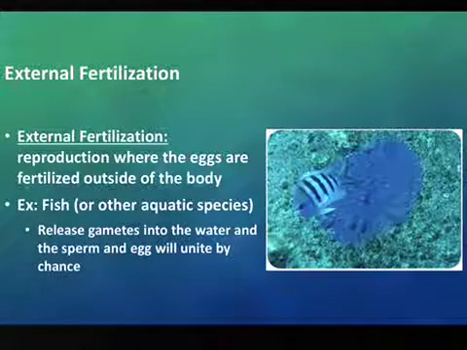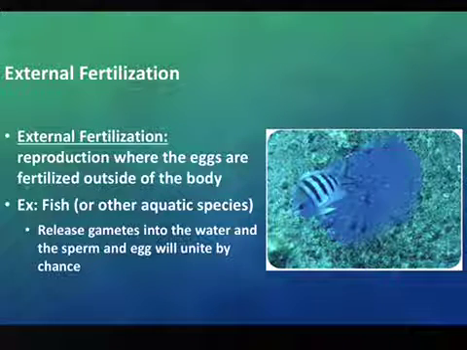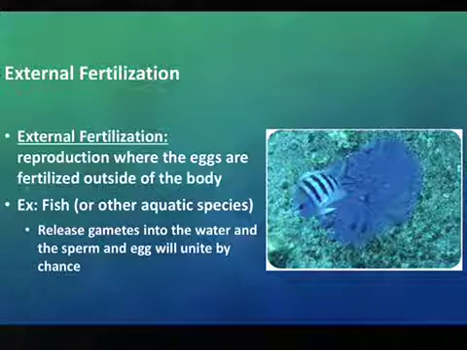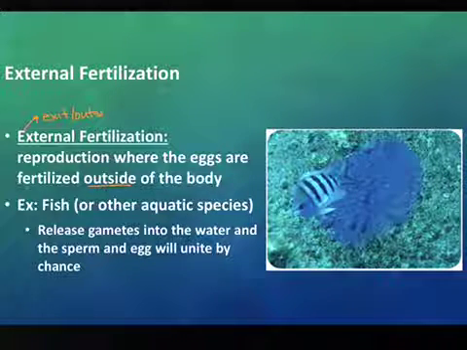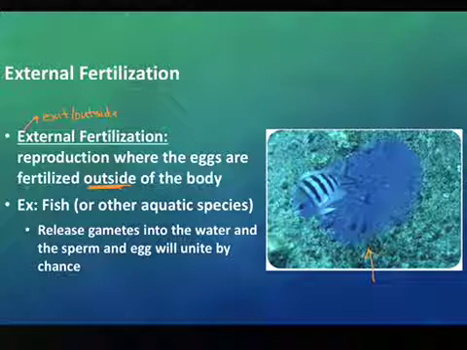In order for the sperm to meet the egg, it can either be done through external fertilization or internal fertilization. External fertilization is where the eggs are fertilized outside of the body. That EX is kind of like exit or outside, just like fertilization outside of the body. Fish and other species that live in water do this. What happens is the female fish will release her eggs into the water, and then the male fish will come along and release his sperm. And so that's what we've got here.